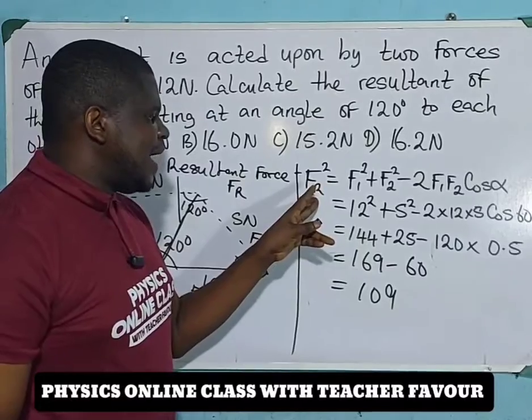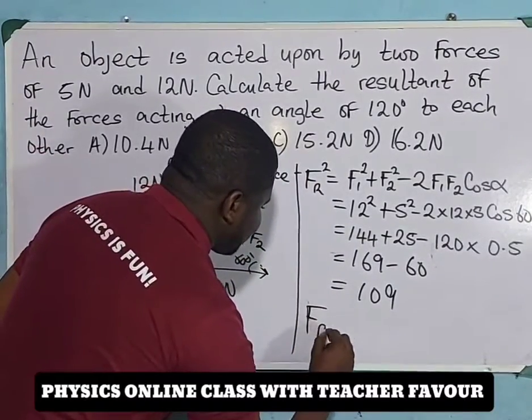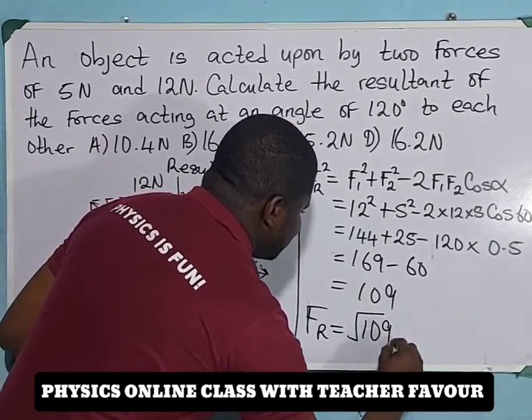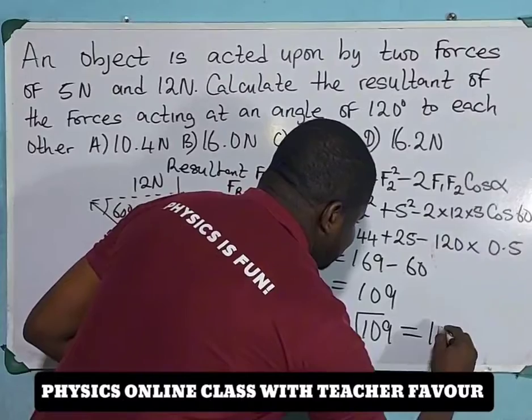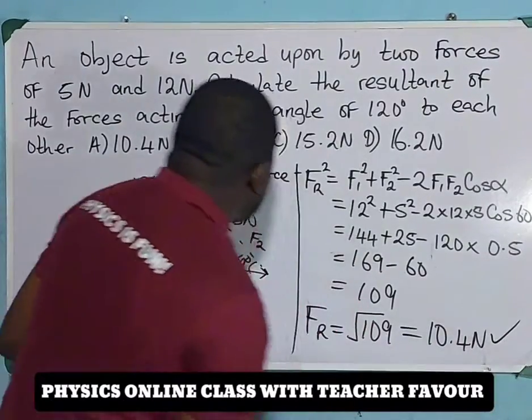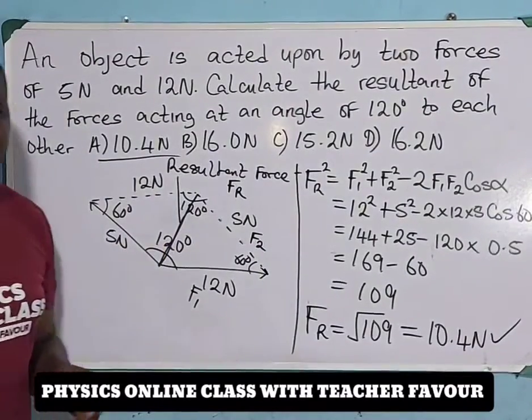To find FR, we take the square root of both sides. So FR will be equal to square root of 109, equivalent to 10.4 Newton. Good. And from the options given, option A is the correct answer.